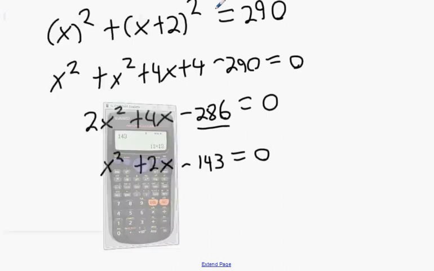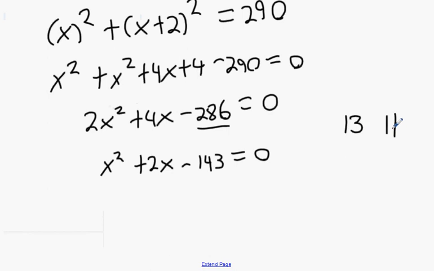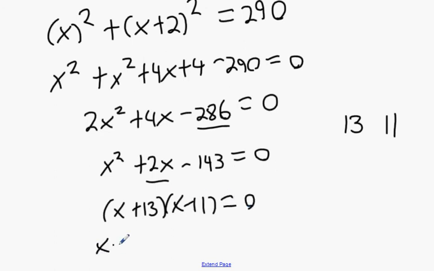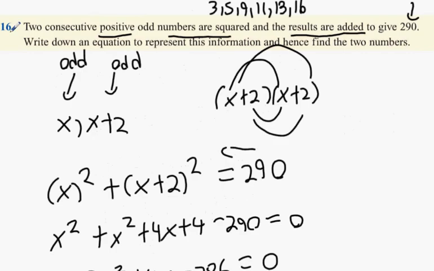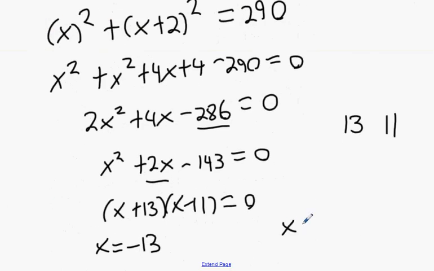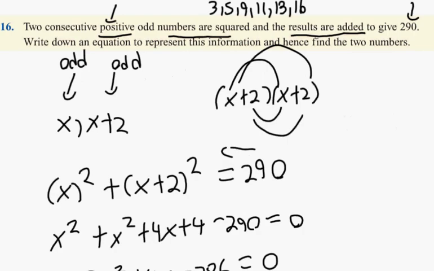Okay? So 13 and 11. There's a gap of 2. (x plus 13)(x minus 11) equals 0. x equals minus 13. Is that allowed? Why? Can't be minus. So x equals 11. If x is 11, what's the number that comes after it? 13. So the two consecutive numbers are 11 and 13. Okay, guys.